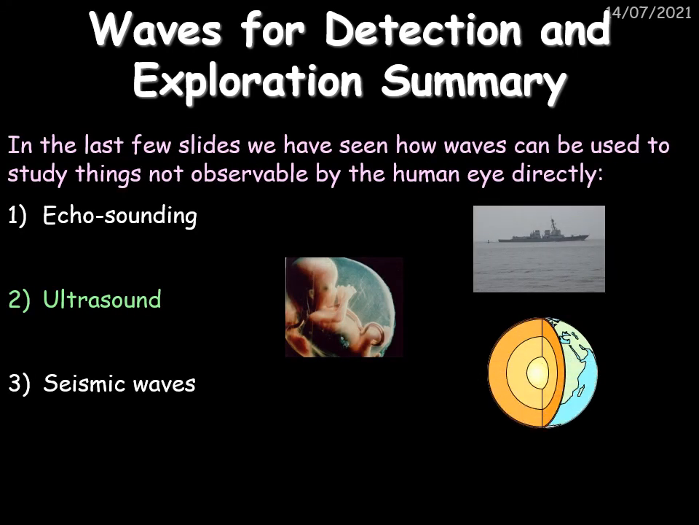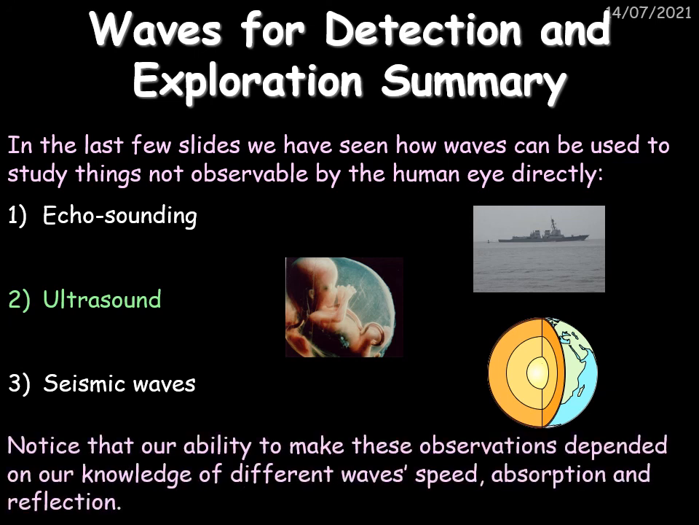Just put this up quickly. So those are how waves can be used in everyday observable uses. And then that last little bit, it depends upon our knowledge of different waves, their speed, their absorption and their reflection. But it's taking simple things like how does sound, how does light, how do microwaves travel, and putting it into how can we use this, and actually what can we draw from that sort of evidence.